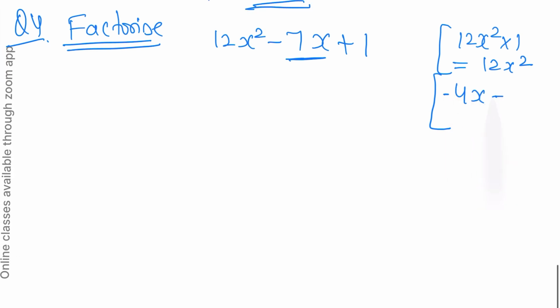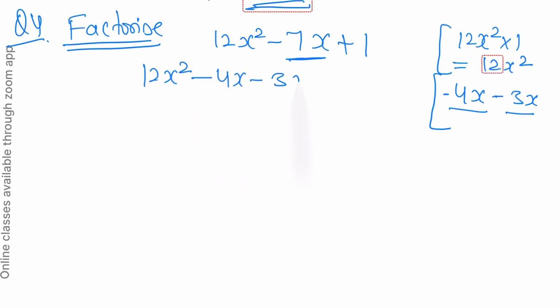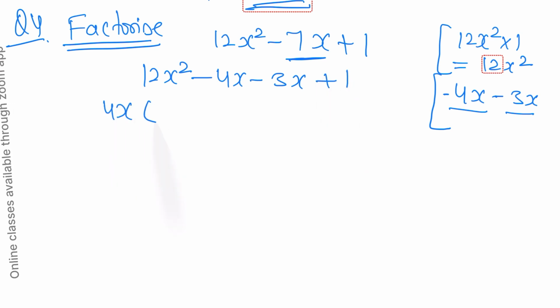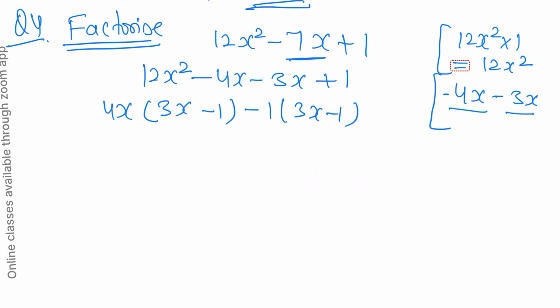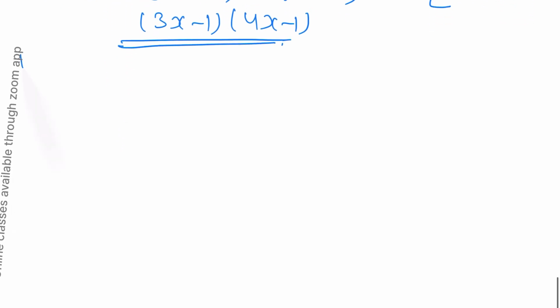So it is 4x and 3x. As this is minus 7x, we have to take both as minus so that their sum becomes negative 7. So 12x square minus 4x minus 3x plus 1. Taking common from the first two, 4x is the common factor, remaining with 3x minus 1. Now minus 1 is common, so 3x minus 1 throughout, into 4x minus 1. These are the factors.